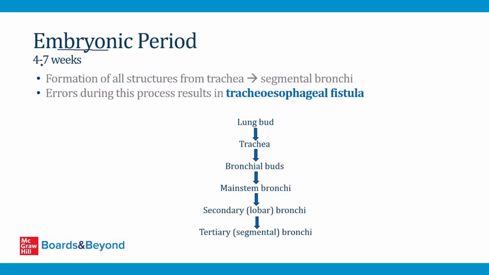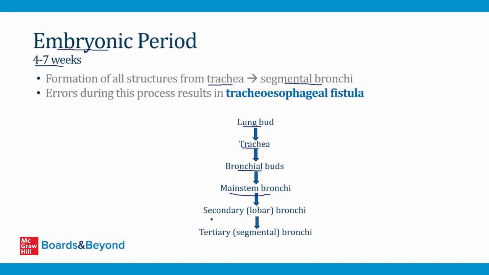Okay, so let's zoom in and talk in a little bit more detail about the embryonic period, which, as we just discussed, occurs from 4 to 7 weeks. During this period, you have formations of all the structures of the respiratory system from the trachea to the segmental bronchi. So let's look at my little flowchart here on the screen. So you start with the lung bud, that develops into the respiratory diverticulum and then the trachea. You then get structures called bronchial buds that form, and they develop into the main stem bronchi that supply the left and the right lung.